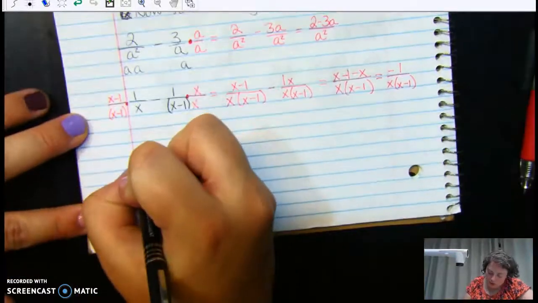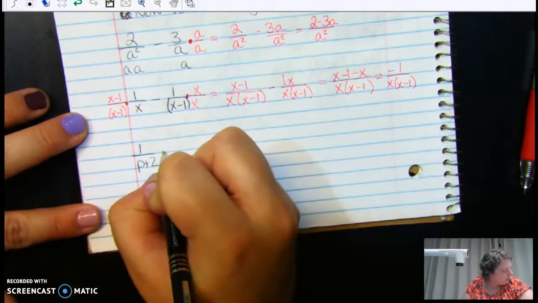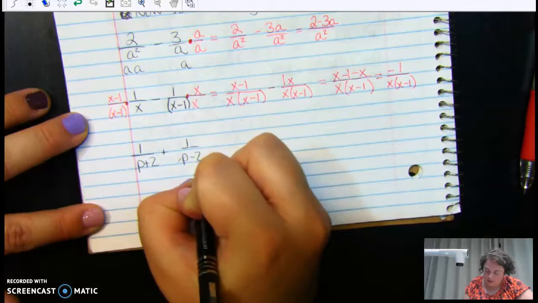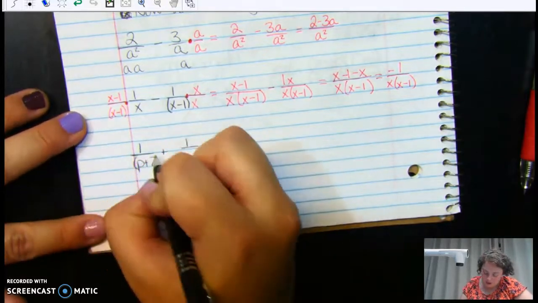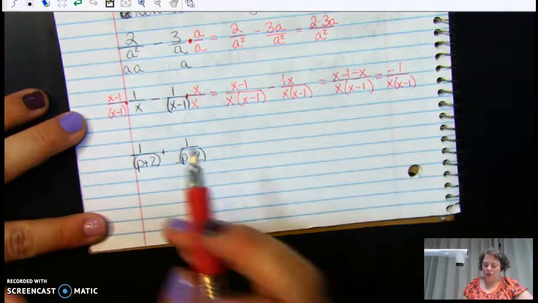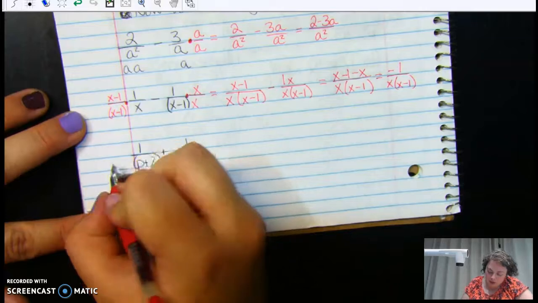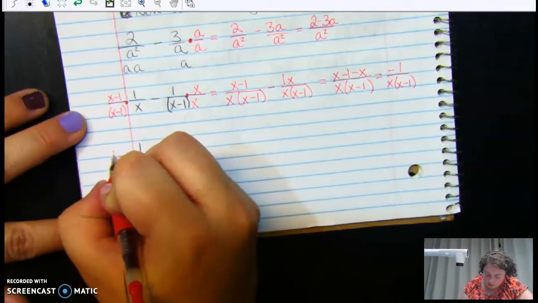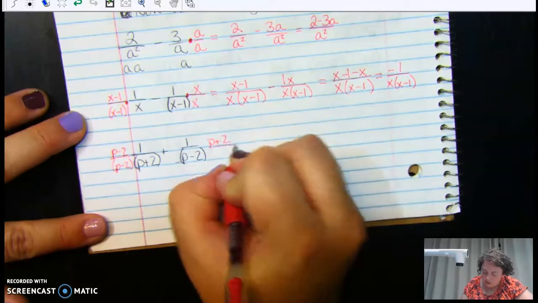All right, so next question we're going to do, 1 over p plus 2 plus 1 over p minus 2. So again, like last time, please think of this as a whole unit. So even though they look similar, these are two totally different things, which means this one needs p minus 2, top and bottom. This one needs p plus 2, top and bottom.